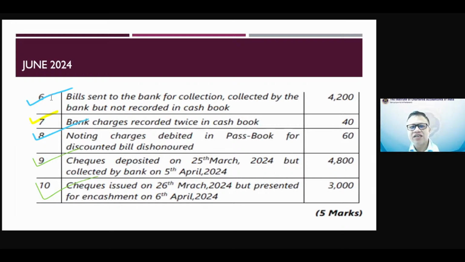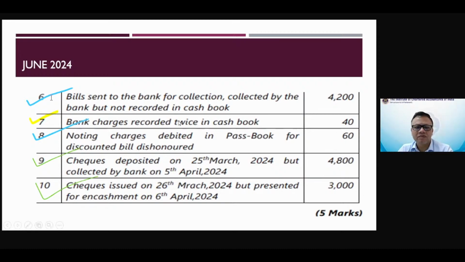Similarly, checks which are issued on 26th March but presented for encashment on 6th April. Somil, what will the 10th column come under? What will you tell them? What is the cause of difference for the 10th one? What will you name it? Yes, Somil, you have any doubt?